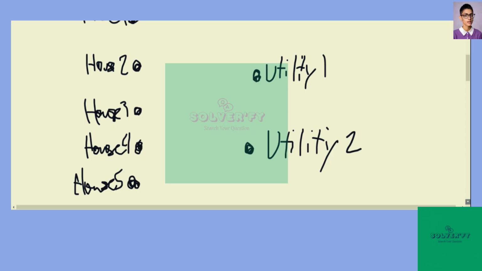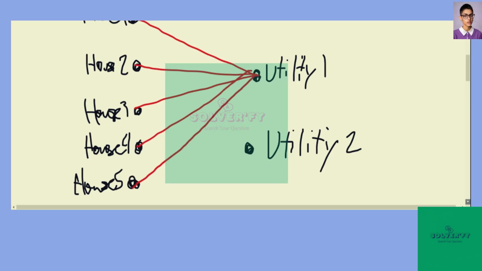And so, we want to draw connections that don't cross. So first, starting from the utilities on the right, well, I can connect to, say, house 1, 2, 3, 4, and 5 just by drawing straight lines. And now the question is, how am I going to connect utility 2 to all these houses?